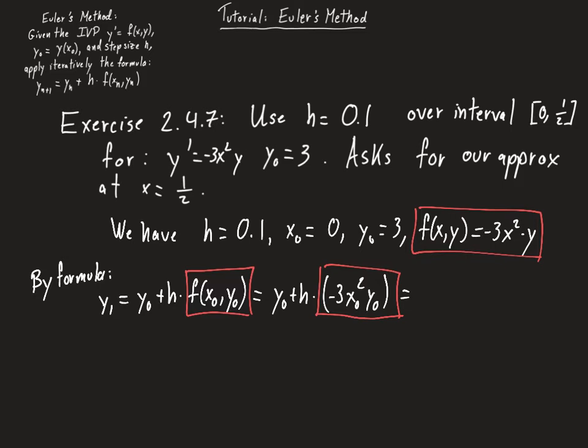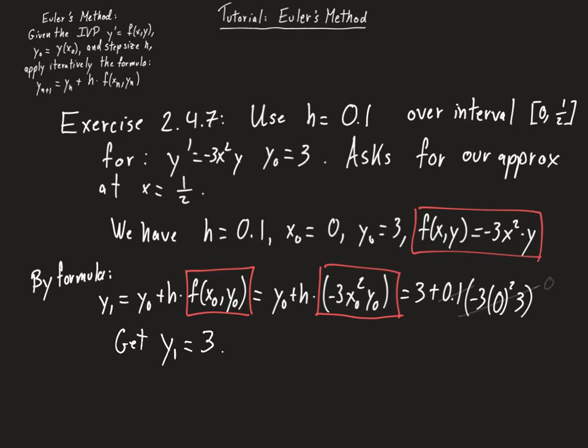All right, now let's plug in all the values. y0 is 3, h is 0.1, then we have negative 3, x0 is 0, which is being squared, times, once again, 3. Now, of course, when we multiply by 0, we get 0. So this whole thing goes away, which means that this thing goes away as well. And in this case, y1 is going to be equal to 3 plus a big fat 0, which is still 3.